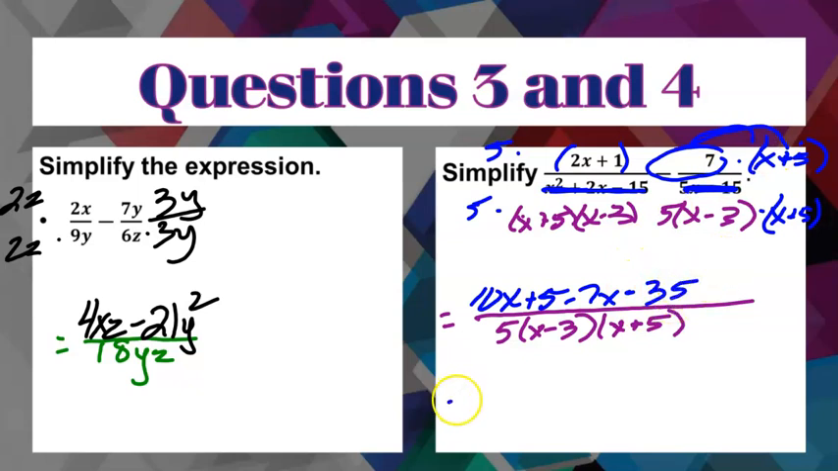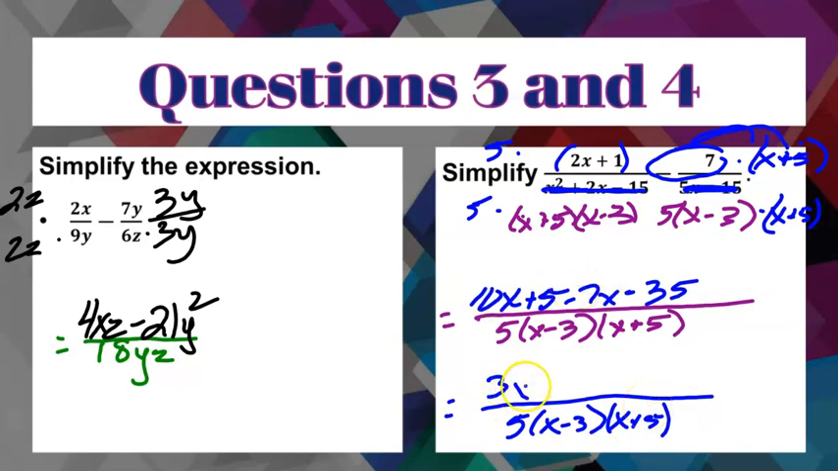So my final answer would be 5 times x minus 3 times x plus 5 in the denominator. And in the numerator, I have 10x minus 7x, which is 3x, and 5 minus 35 is a minus 30. I have nothing else in common with the numerator and denominator, so that would be my final answer.